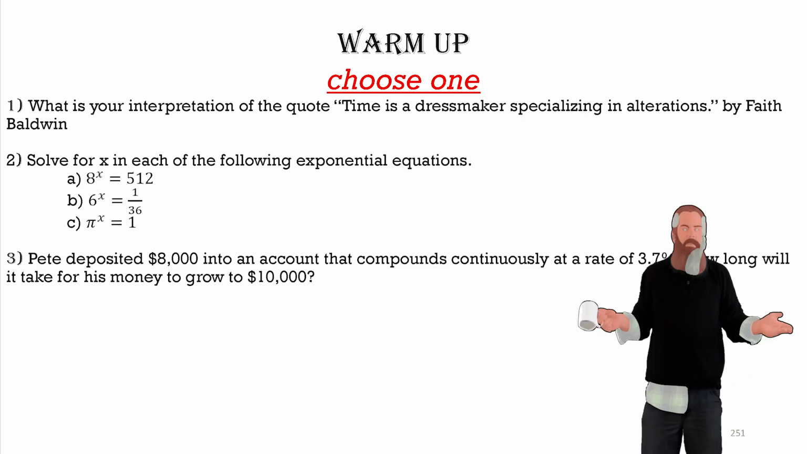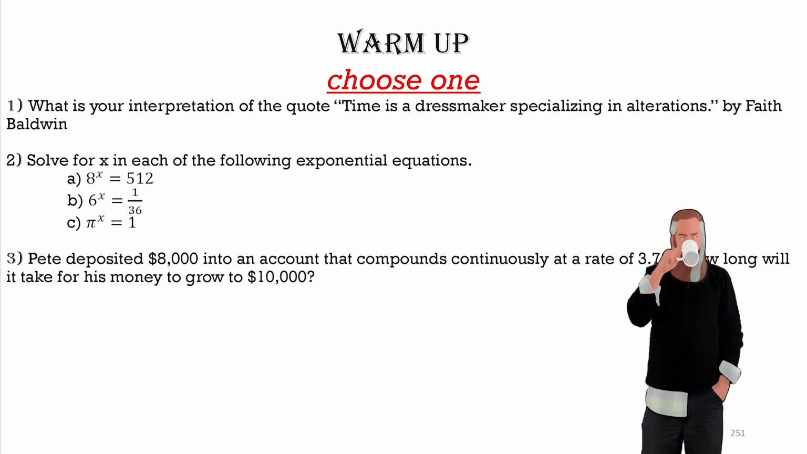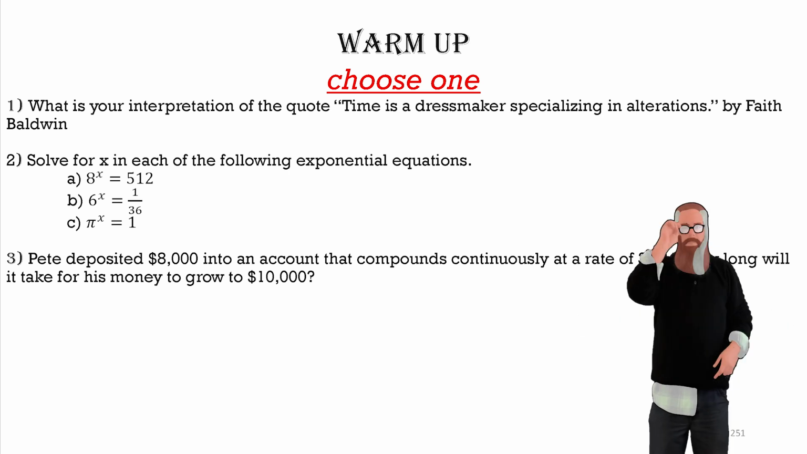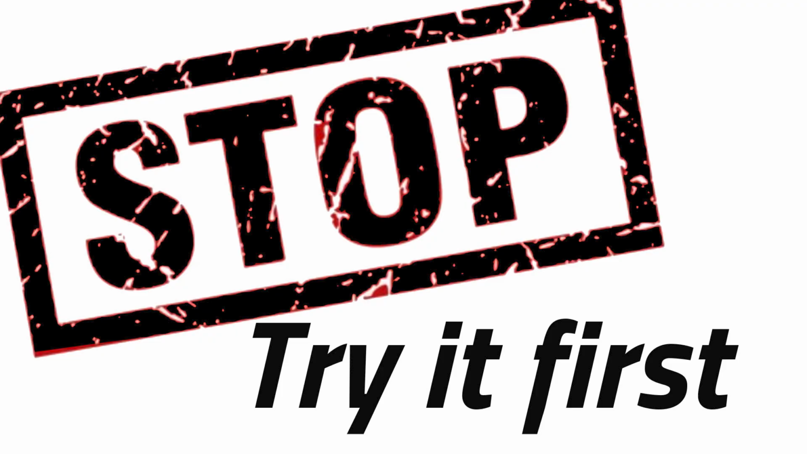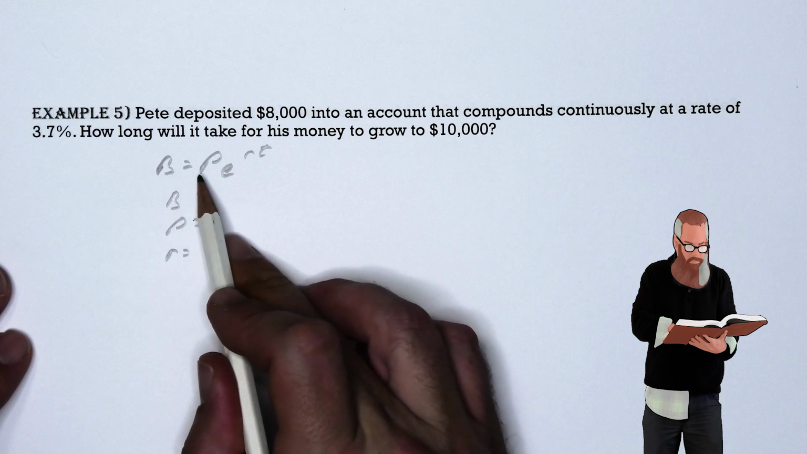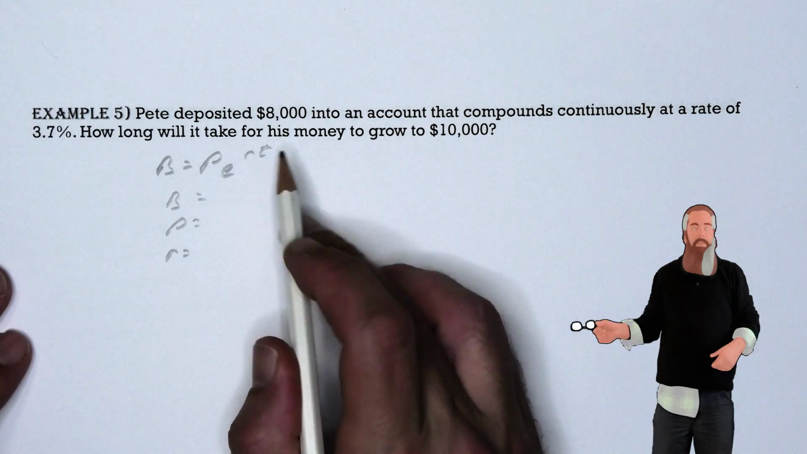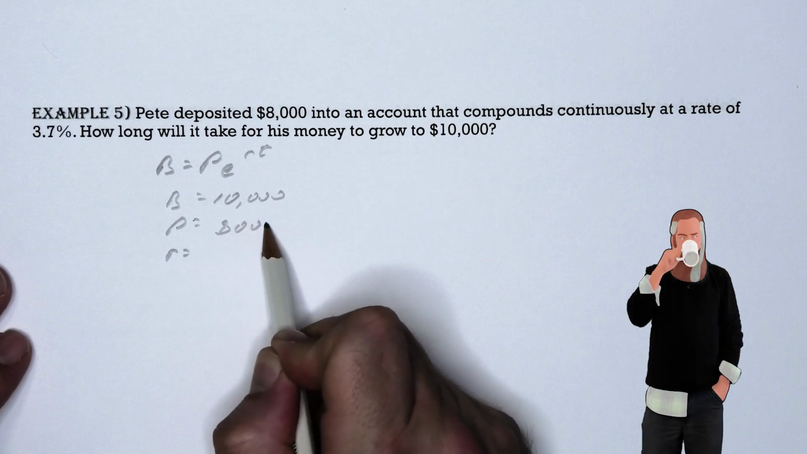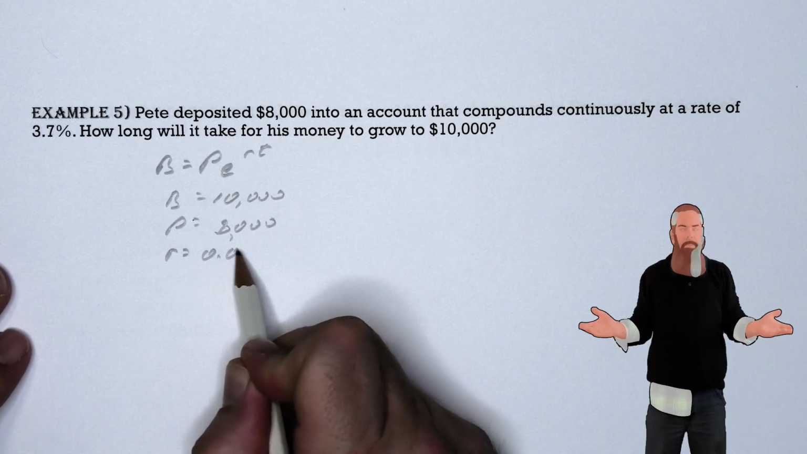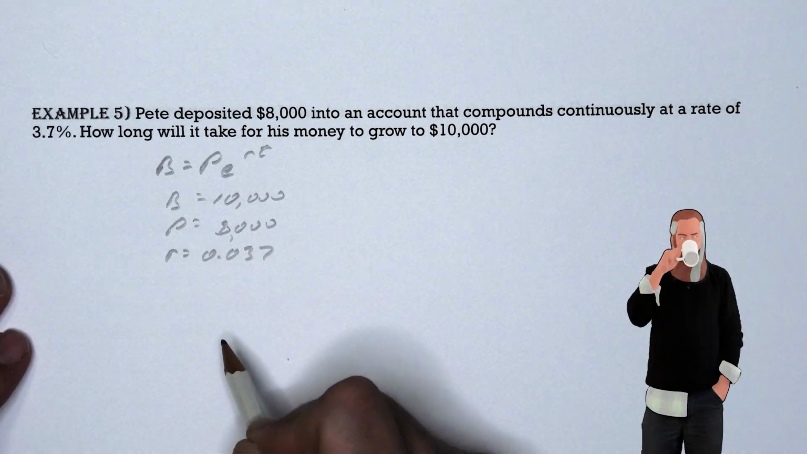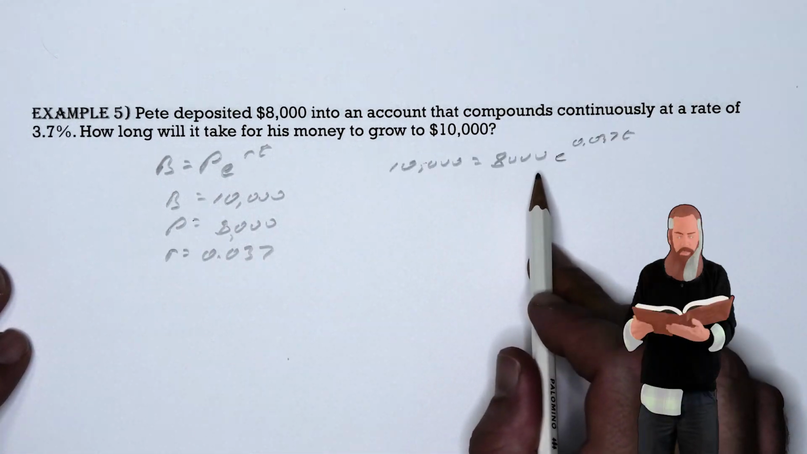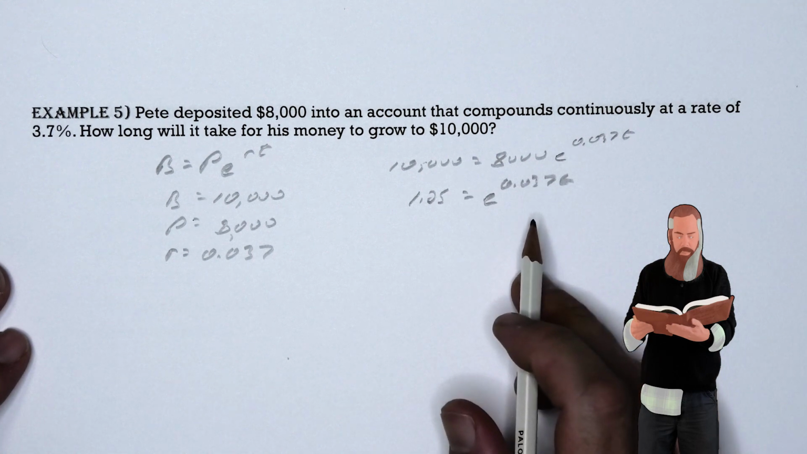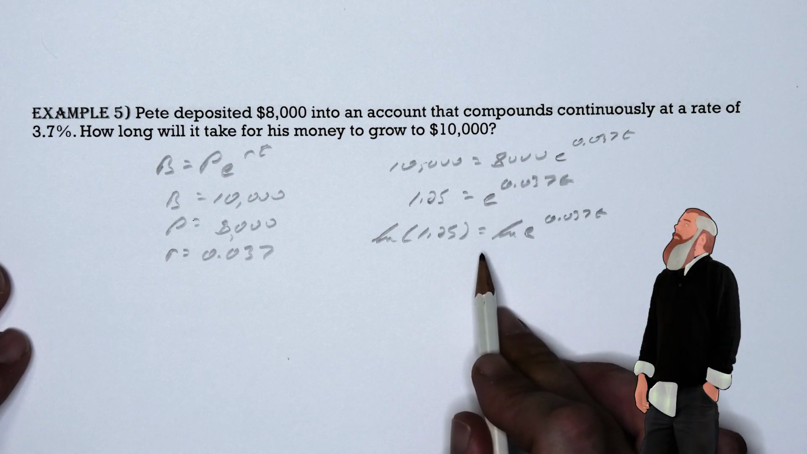Now, let's take a look at a problem that you will be able to do by the end of this lesson. Pete deposited $8,000 into an account that compounds continuously at a rate of 3.7%. How long will it take his money to grow to $10,000? Now, we know the equation that we're going to use is B is equal to P times e to the rt power. We know that the ending balance desired is $10,000 with an initial investment of $8,000 at 0.037 for our rate. We can substitute all of those values into the equation, divide both sides by 8,000, take the ln of both sides.